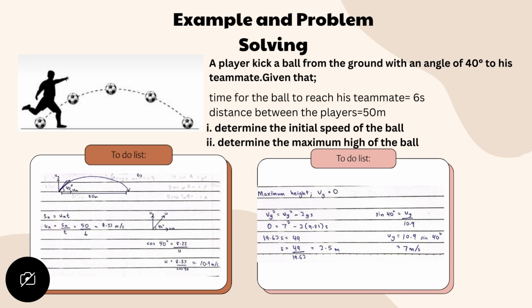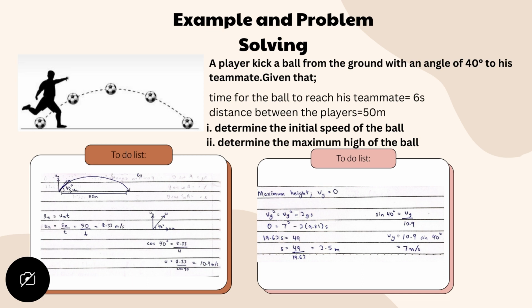To determine the initial speed of the ball, the equation used is sx equals uxt plus half axt squared. But here, the equation is only sx equals uxt because ax is equal to 0. So, sx equals uxt. To find ux, we divide sx by t, and then we get 8.33 meters per second. This value is ux, or the speed in the horizontal direction.